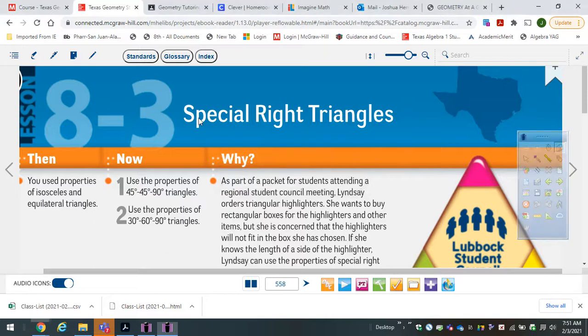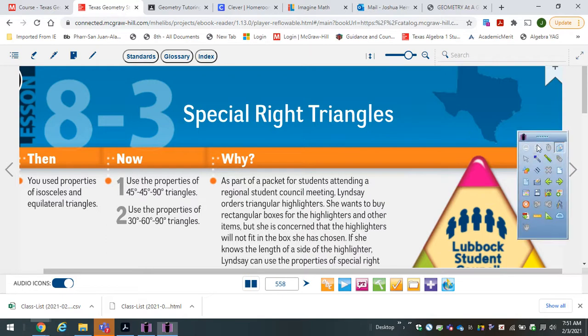Okay, guys, good morning. We're going to do special right triangles. We're going to use the properties of the 45-45-90-degree triangles and use the properties of the 30-60-90 triangles. Now, this is right triangles.